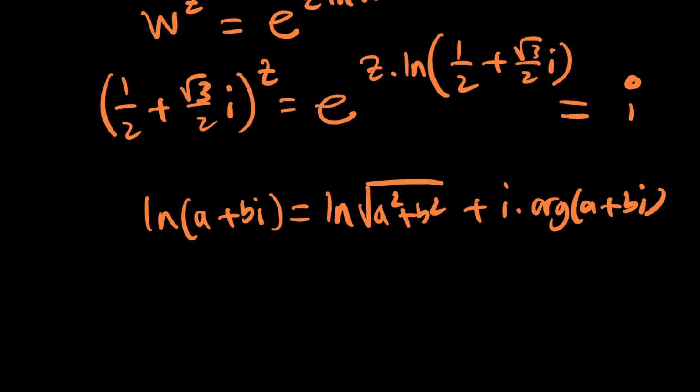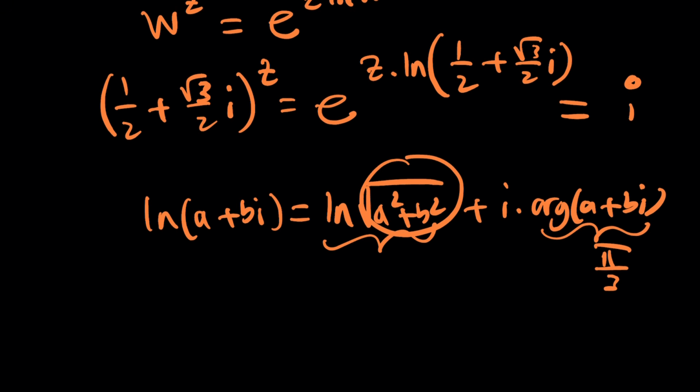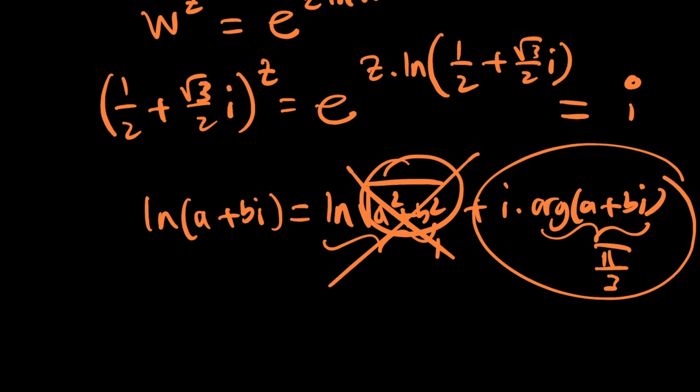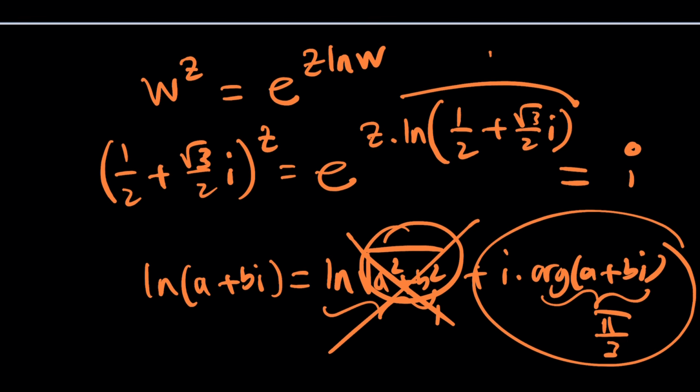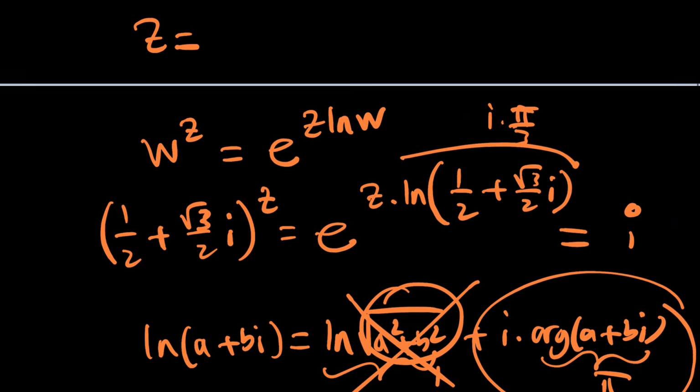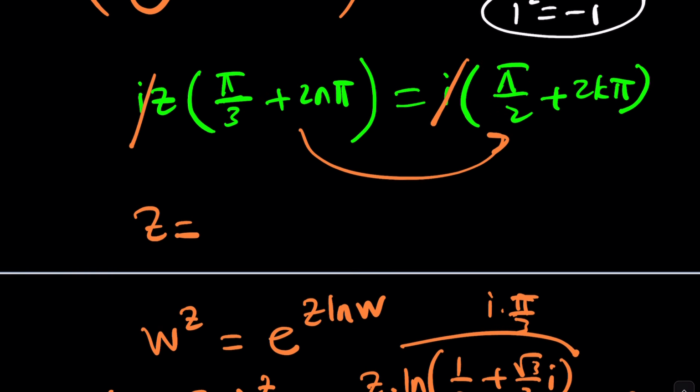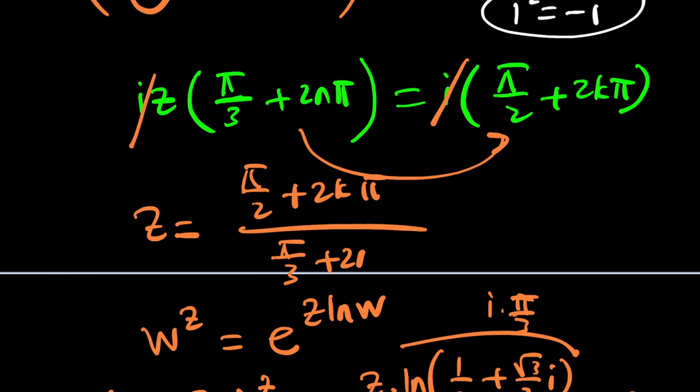In this case, it happens to be pi over 3 because we know that, right? It's at least the principal argument. And this should be 1. So ln 1 would be 0. You don't have to worry about it. So the only thing you get from here is going to be i times pi over 3, which is this part. i times pi over 3 will be multiplied by z, and it'll be equal to that. And you can use ln again. But this is probably the easiest way to do it. Let's go ahead and do that. Pi over 2 plus 2k pi divided by pi over 3 plus 2n pi.